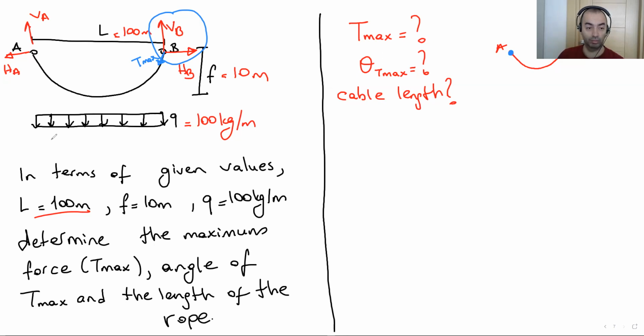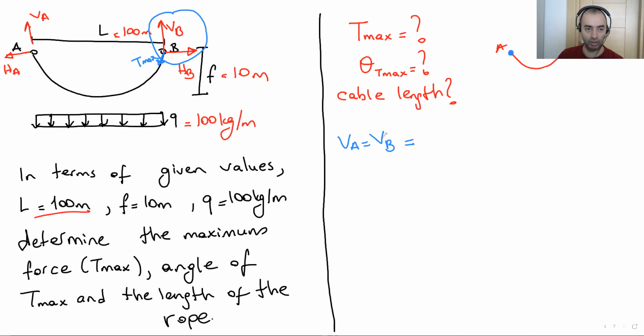How can we do that? You can remember this. Here we have a Q, which is a uniform distributed load. This is a symmetrical system. Basically, half of this Q goes to the right and half goes to the left. Vertical A equals vertical B.